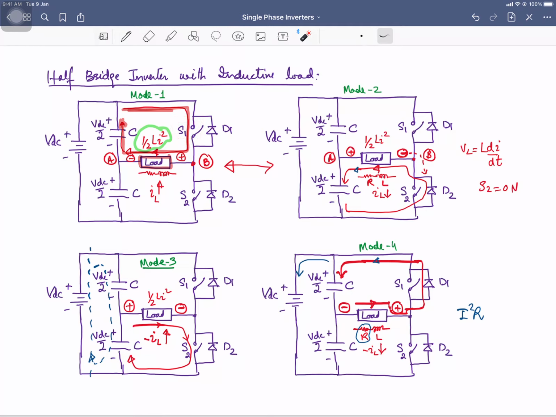Now once you turn off this switch S1, the energy stored in the inductor, half Li square, needs to be dissipated.